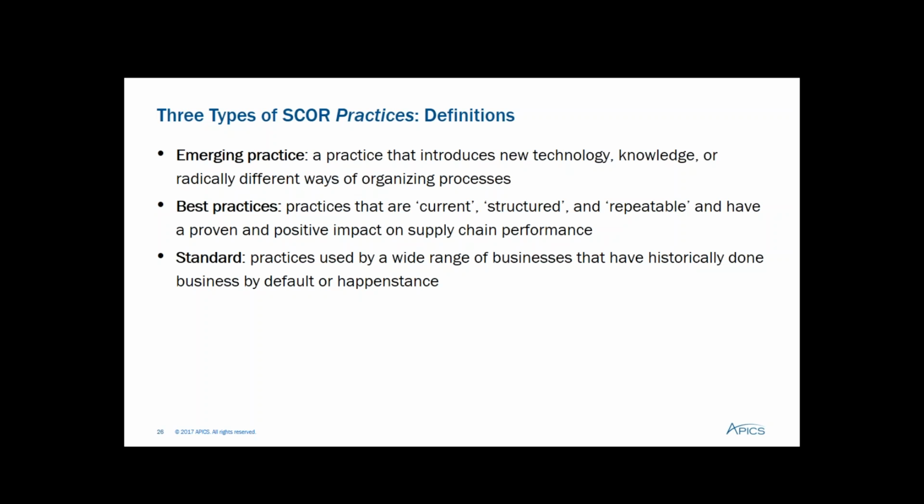best practices involve moderate risk and result in progressive performance. Then we have standard practices, which are defined as how a wide range of companies and supply chains have historically conducted operations. These provide good performance, but do not provide a significant cost or competitive advantage. They involve low risk and result in acceptable performance.